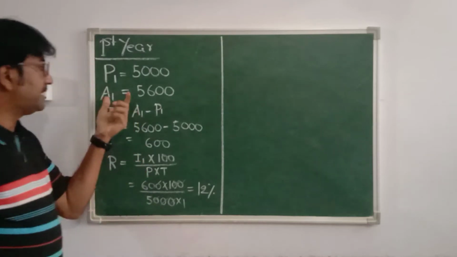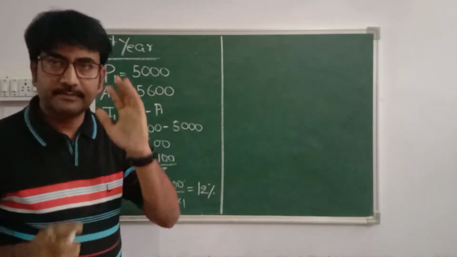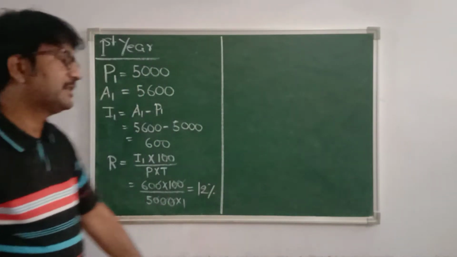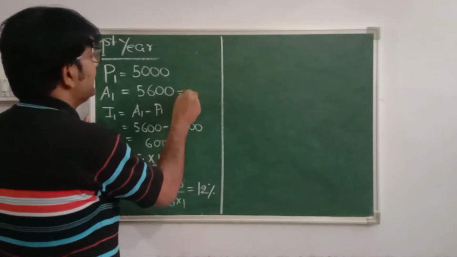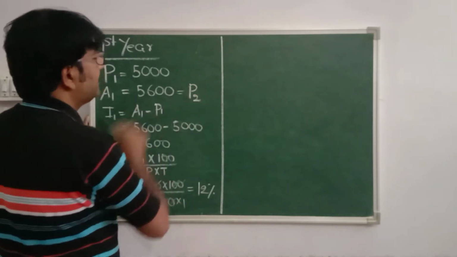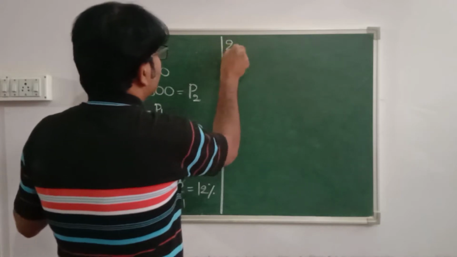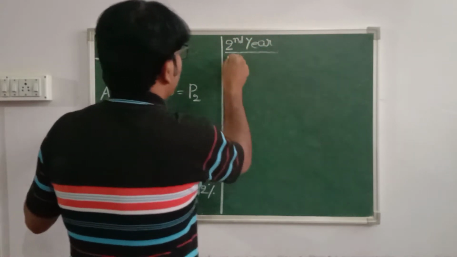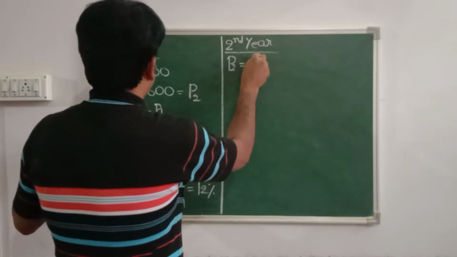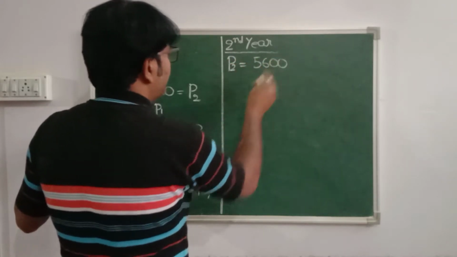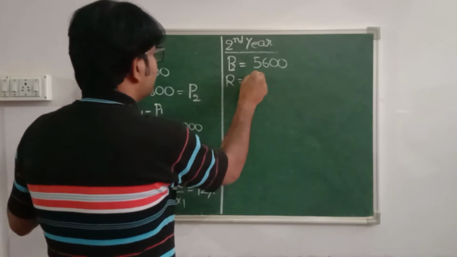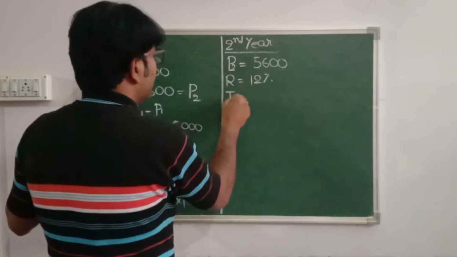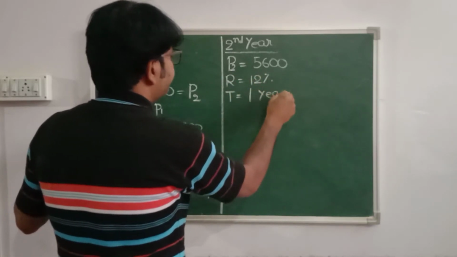Now since A1 is 5,600, the amount at the end of the first year, the amount for the first year is given as 5,600. So this is obviously the principal for the second conversion period or the second year. So we move on to the second year. In the second year we have the principal P2 equals 5,600, and the rate of interest we have just found, that is 12%, and time equals 1 year.